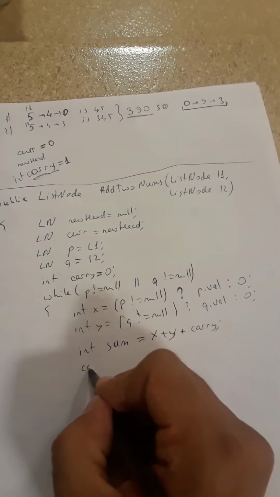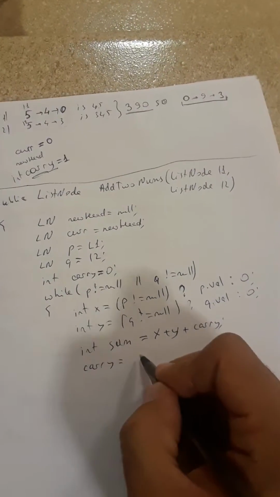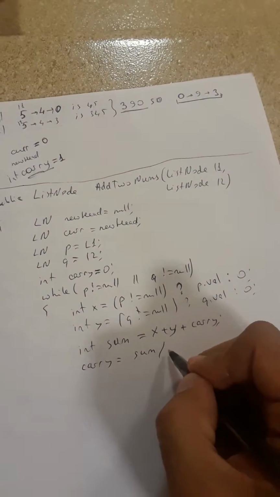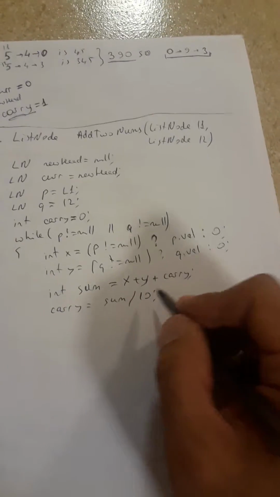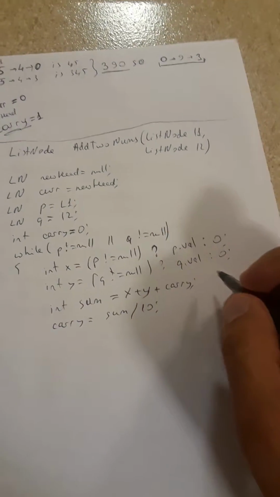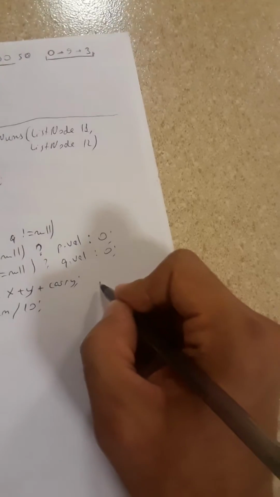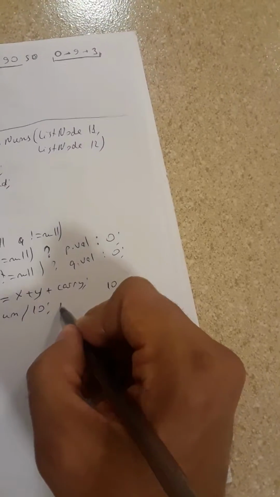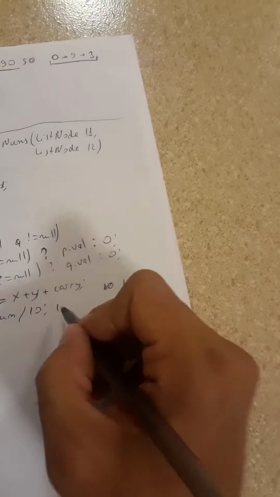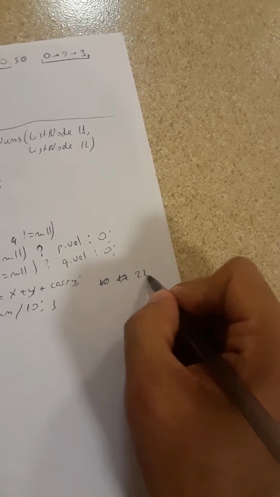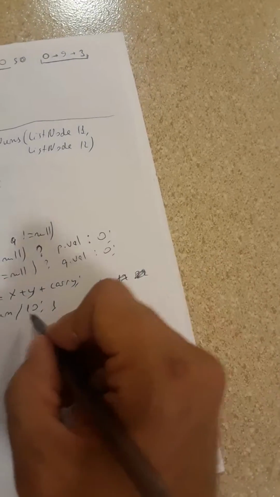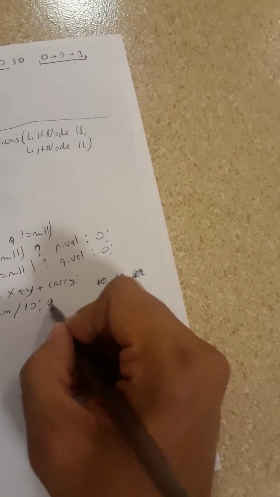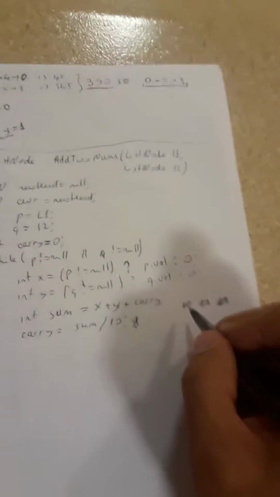After that, our carry will always be sum divided by 10, because we'll be storing the number for carry only when it's greater than or equal to 10. So it could be 10 itself, in which case carry will store just 1, or it could be 12, in which case it also will be 1. It could be 22, but still we will divide by 10 just to get this 1 in case it's greater or equal to 10.